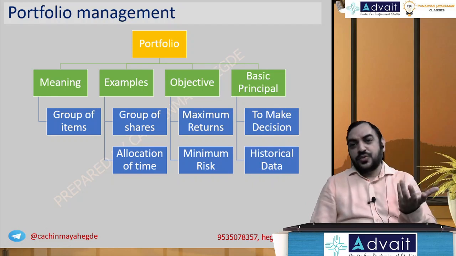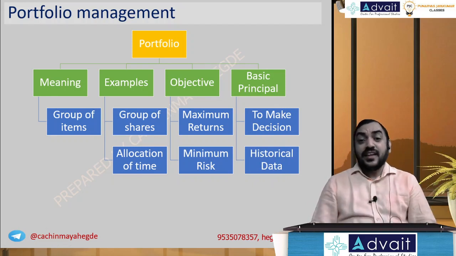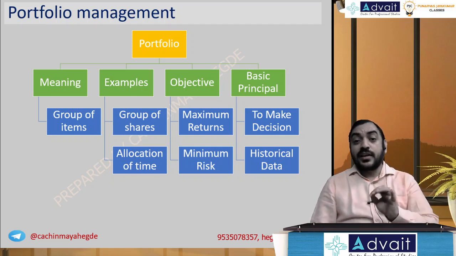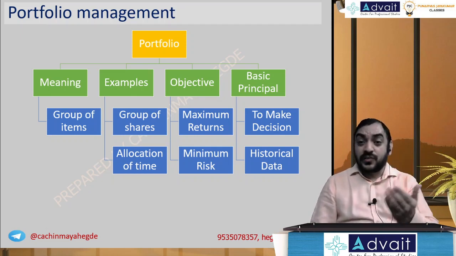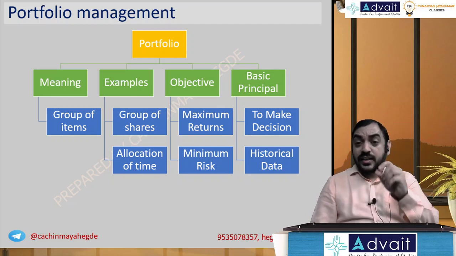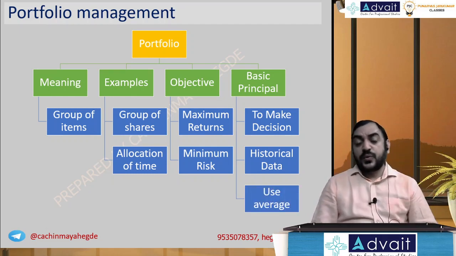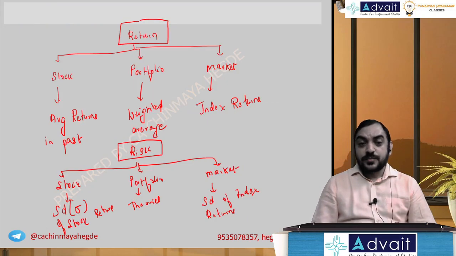Similarly, the basic principle is to make a decision about the future. Of course, we don't know the future, so we take the historical data into consideration, and historical data will be many years, many months, many days. How do you convert many into one expressible number? That's where we use average.